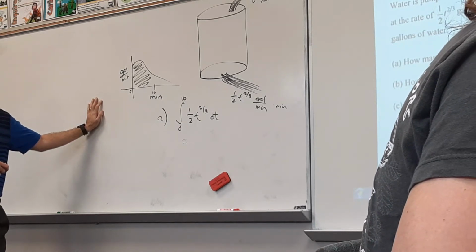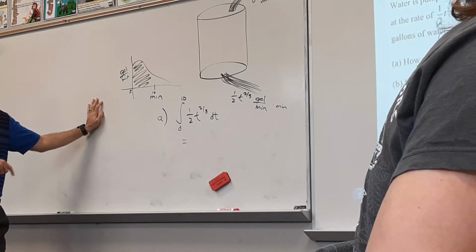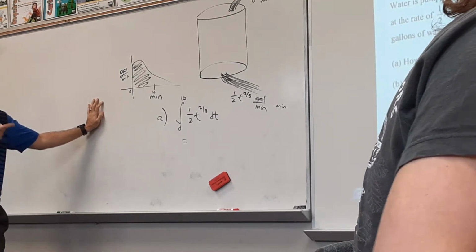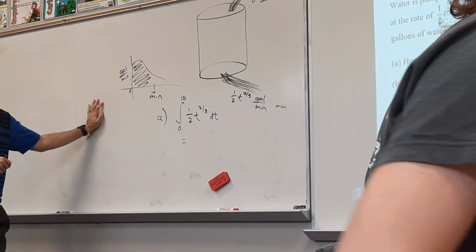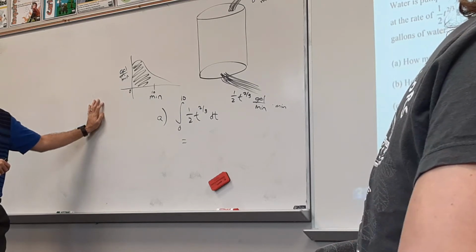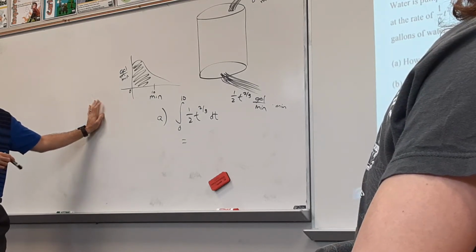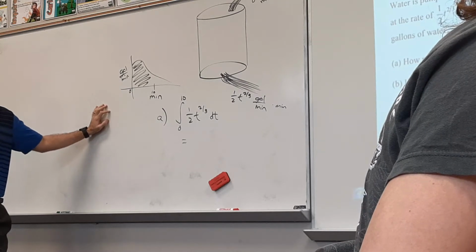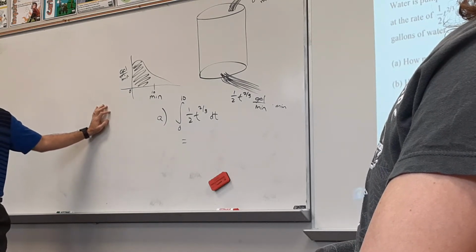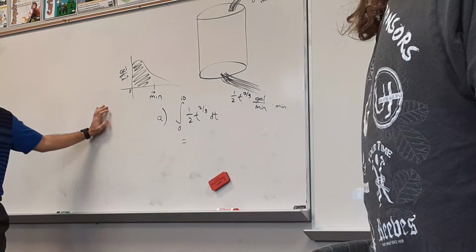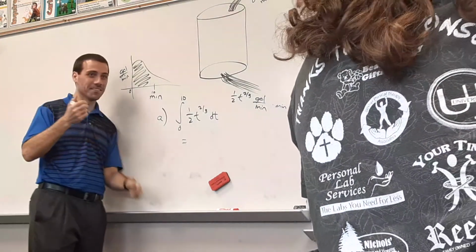Add one to 2/3 to get 5/3, and then the reciprocal, 3/5. So 1/2 times 3/5 is 3/10 t to the 5/3. Plug in 10: 10 to the 5th power, and take the cube root of that. Got that? So 13.9247.